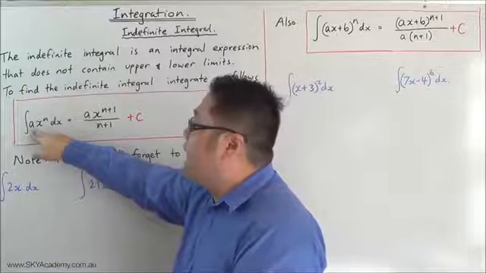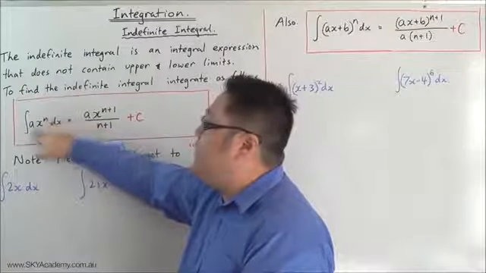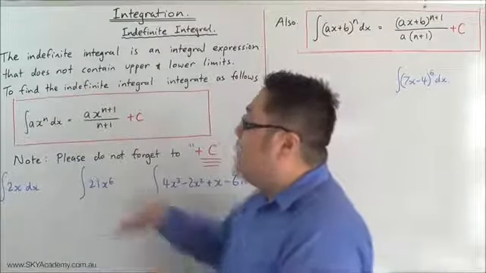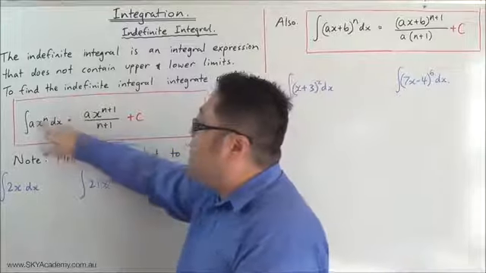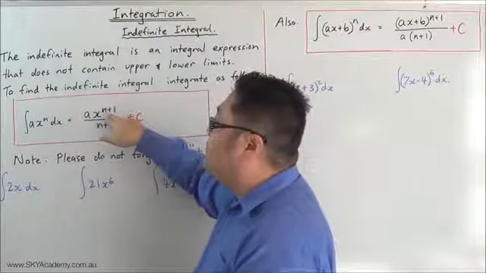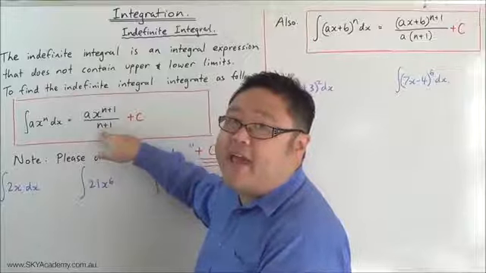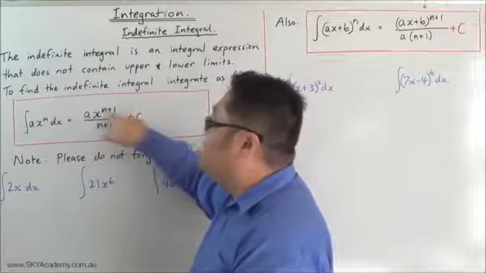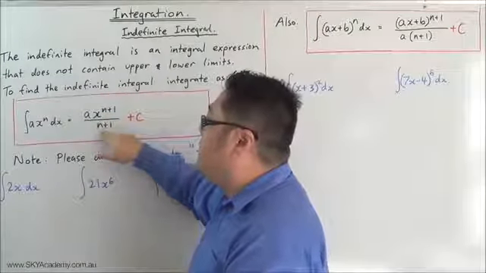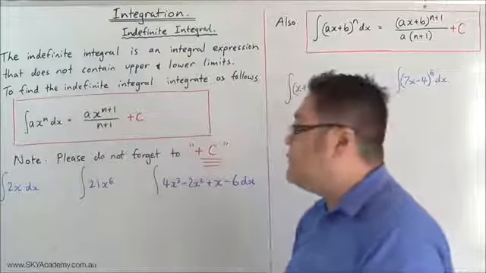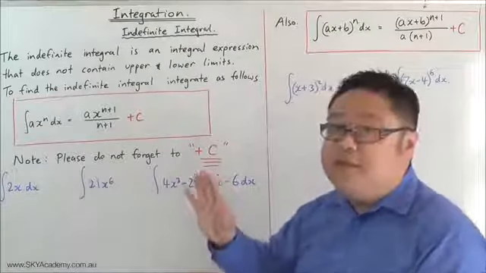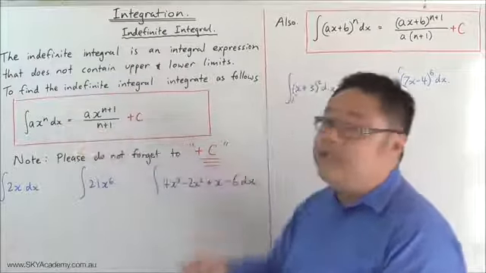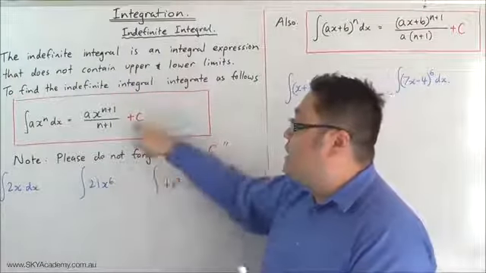So we've got ax to the power of n, a being the coefficient, n being a power. How do we integrate that? We integrate it by adding 1 to the power and dividing by that raised power. So n plus 1 is the new power, and we divide by the raised power, which is n plus 1. The other thing you'll notice in this rule, in big fat red letters, is a plus c.